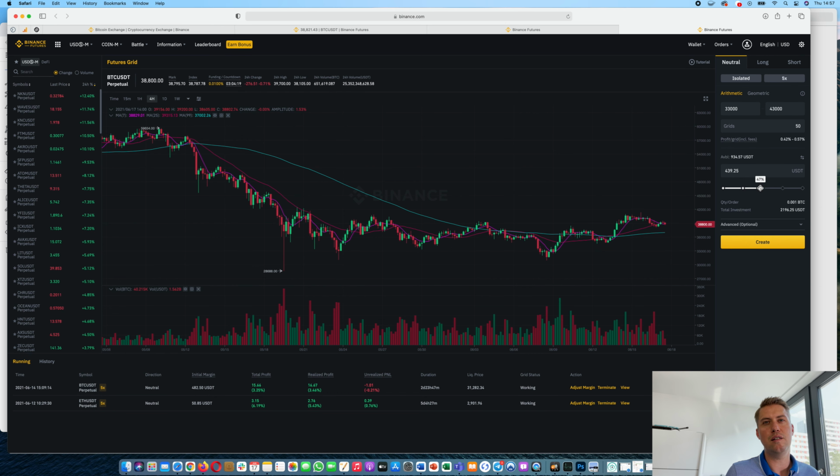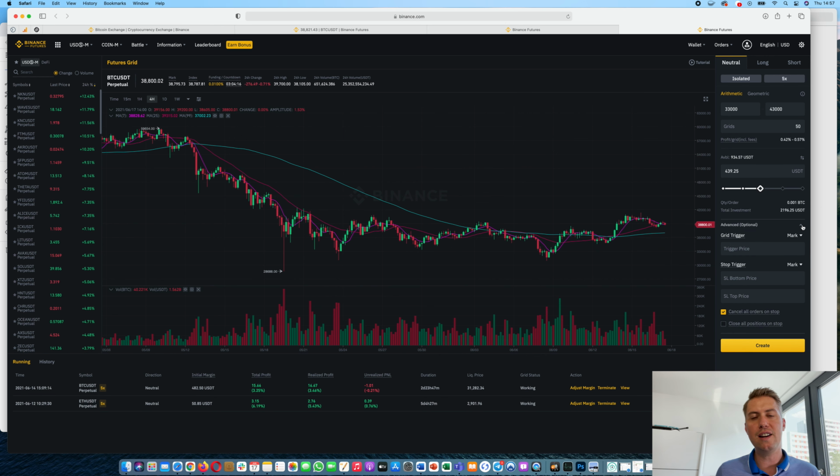So that's basically it. However, the most important thing is that you should also set a bottom price, a stop trigger, and a stop for the top price. As we set our bottom price of 33,000, we set a stop at 32,999, and a top price at 43,000.1.